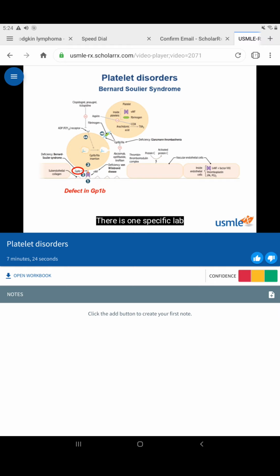There is one lab that is very specific to Bernard-Soulier, and that is called the ristocetin test, or the ristocetin assay. Ristocetin is a molecule that binds von Willebrand factor to GP1B. It pretty much glues these two together. So obviously in Bernard-Soulier, because your GP1B is dysfunctional or defective, the ristocetin would also be abnormal. On a blood smear, you'd have big platelets. A very common mnemonic for this is in Bernard-Soulier, you get big suckers for big platelets. And this is because the platelets are released from the bone marrow in an abnormally large size.